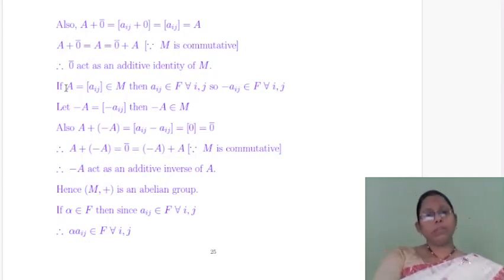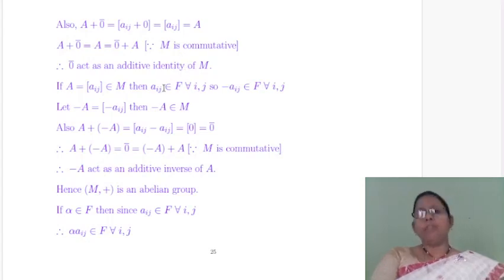If A equal to [Aij] belongs to M, then Aij belongs to F for all i, j. So minus Aij belongs to F. Let minus A be the collection of all the negatives, minus Aij. Then minus A belongs to M, as Aij belongs to F, F is a field, so the additive inverse minus Aij also belongs to F. Minus A is the collection of all elements minus Aij, so minus A belongs to M.